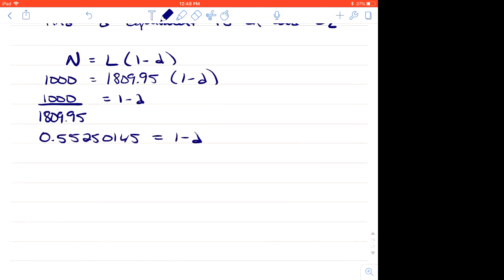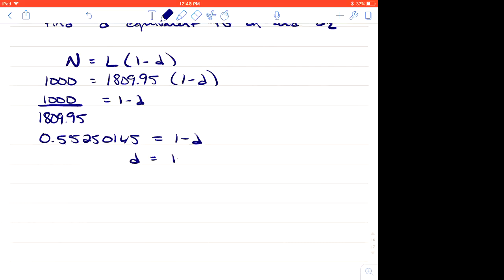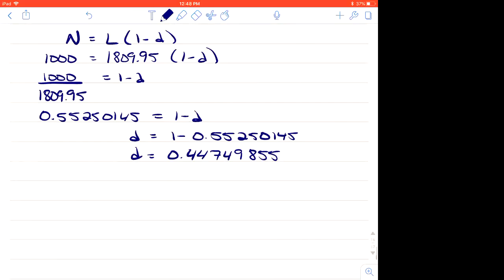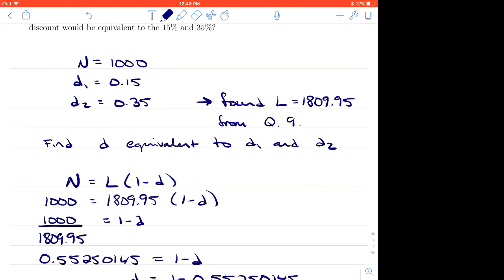is 1 minus D. Moving the 0.55 over to the right-hand side, I get D is 1 minus 0.55250145. I get D of 0.44749855. So a single discount of 44.75% is the same as a discount of 15 followed by 35.